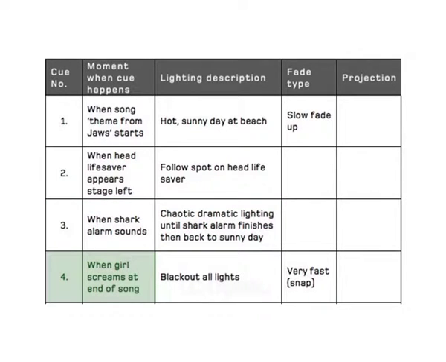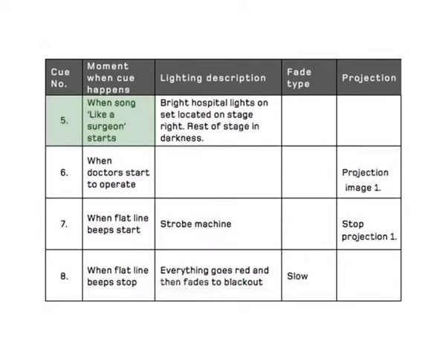Cue number 4, the movement when the cue happens, is when the girl screams at the end of the song. Here the lighting description is blackout of lights and the fade type is very fast. In cue 5, the movement when the cue happens is when the song like surgeon starts. Bright hospital lights on set located on stage right. The rest of the stage is in darkness.